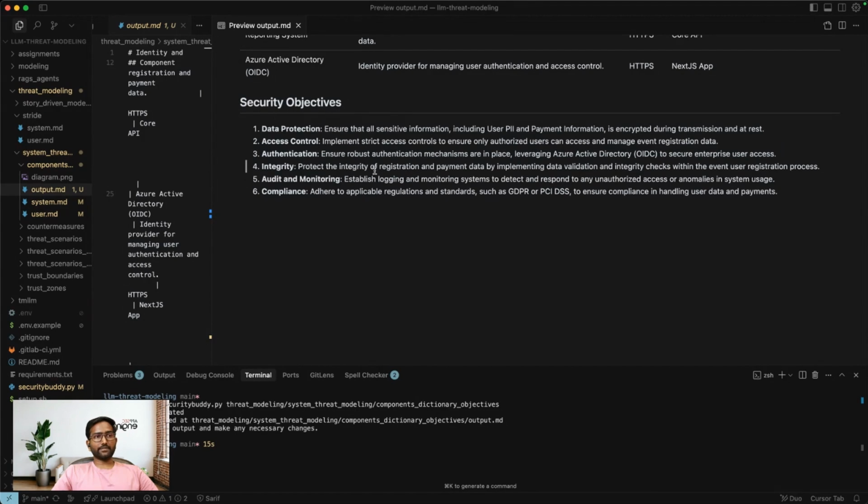Integrity. So to ensure that we have registration and payment data, these transactions are valid and that the users can believe in them.